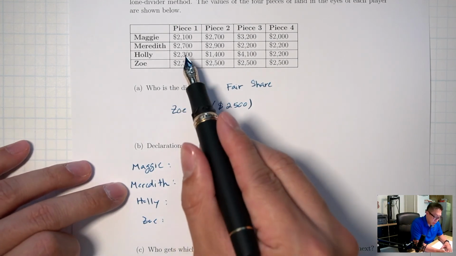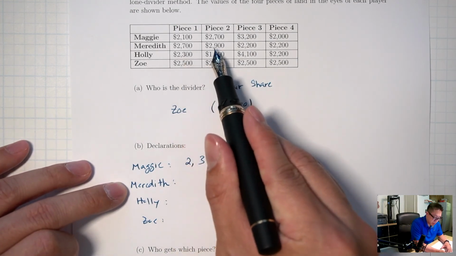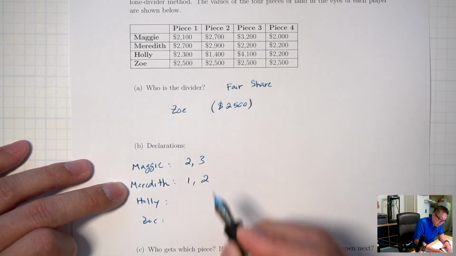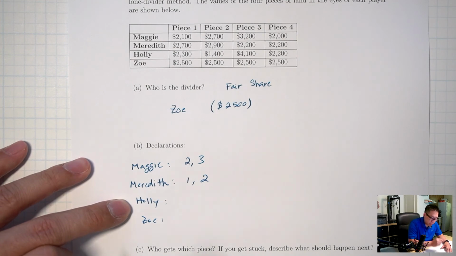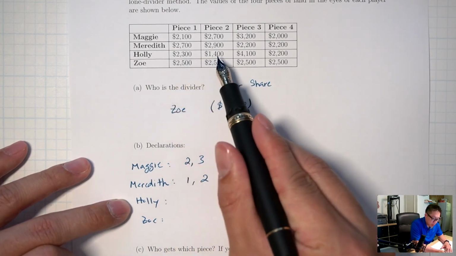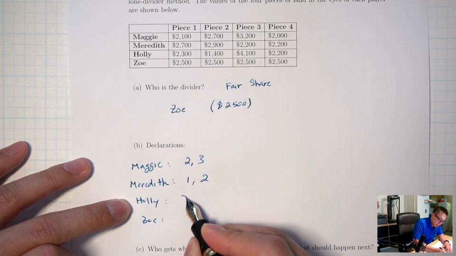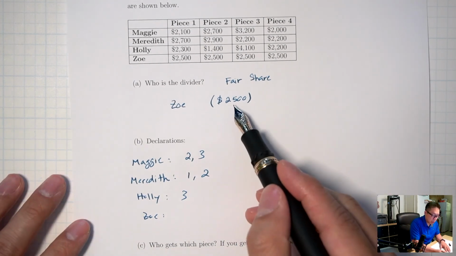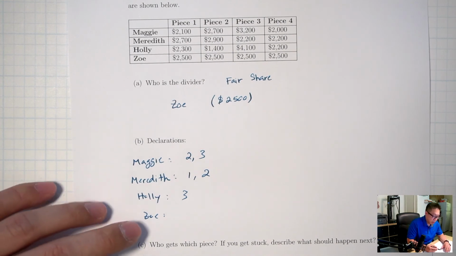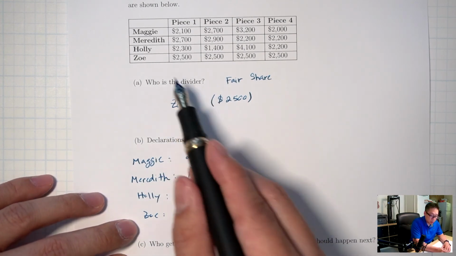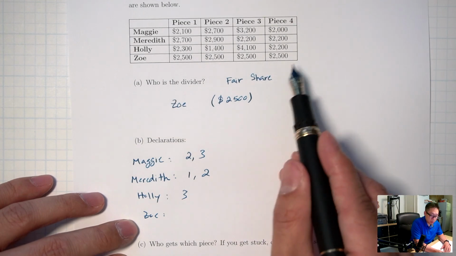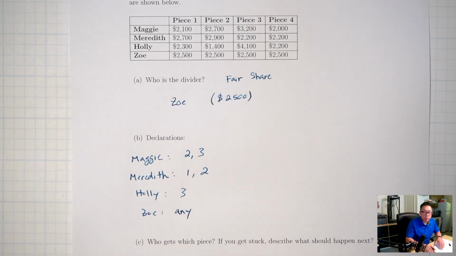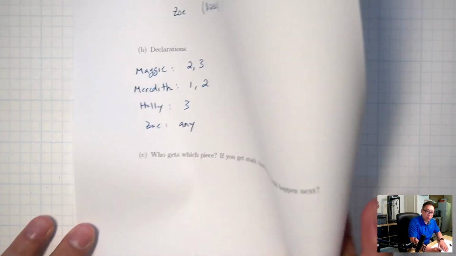For Meredith, piece 1's good, piece 2 is good, 3 and 4 are no good. So this is just 1 and 2. Holly, 1 is no good, 2 is no good, 3 is good, and 4 is no good. So once again, these are the pieces that are 2,500 or more. And then Zoe, who was the divider, she would accept any of those pieces, right? So all those pieces are 2,500 or more. So Zoe would be any. Okay, now for part C.